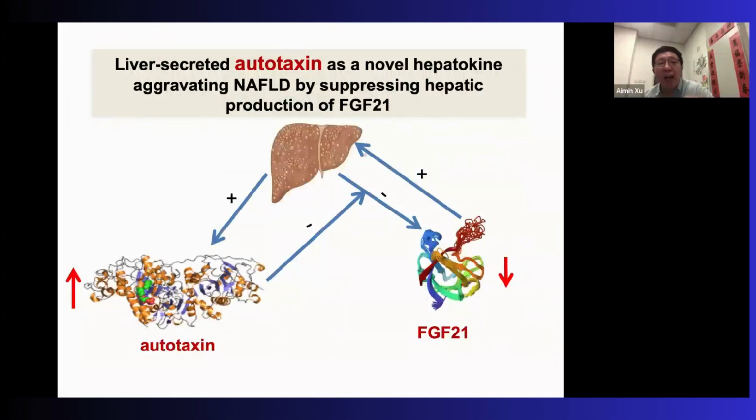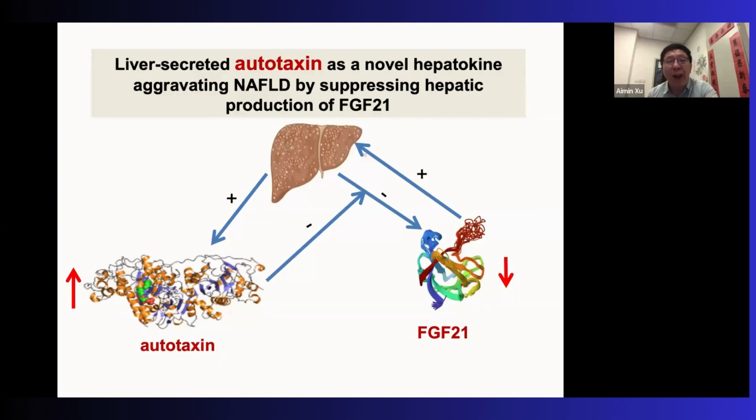So that is FGF21. More recently, we have found another liver-secreted hepatokine called autotaxin. We found that autotaxin also contributes to MAFLD formation by suppressing FGF21. Basically, during obesity, autotaxin is increased and suppresses the liver's production of FGF21, which increases fatty liver.